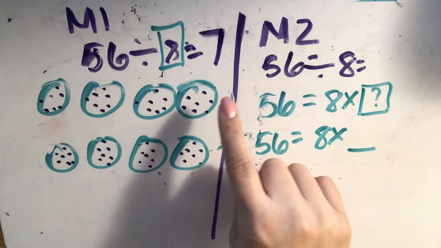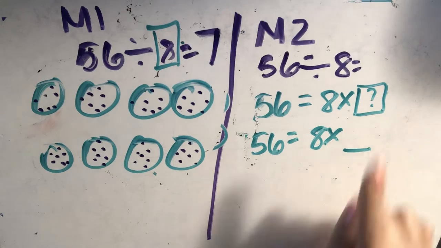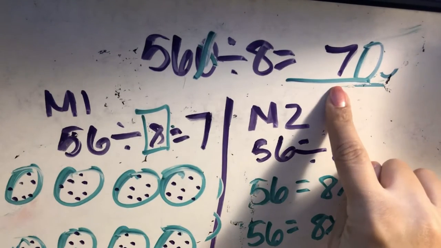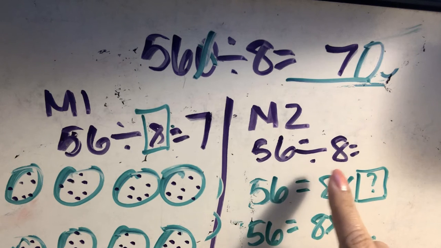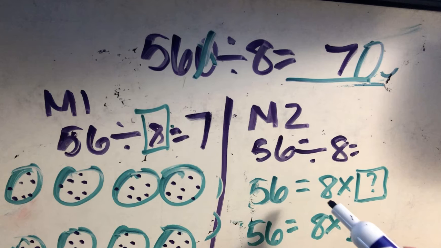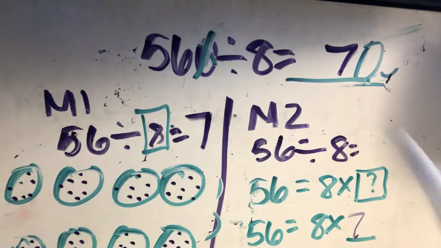So your answer should have been 70. Okay. If you notice right here, I already went ahead and started the problem. We rewrite the problem to 56 equals 8 times what number? If you said 7, then your answer was correct, and we would pop that right in there. Okay, now we're going to move on to number 7.